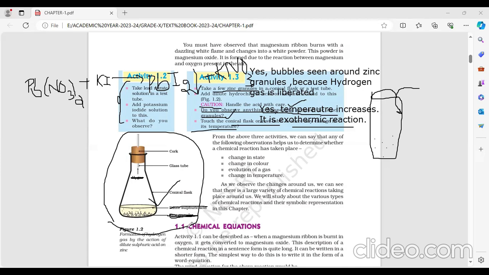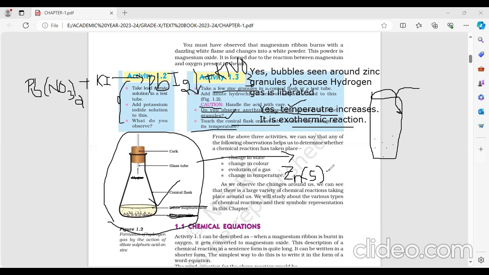Now, we have studied activity 1.3 also. Now what is remaining? He may ask you to write the chemical equation for this reaction. So what are we taking? Tell me. We are taking zinc granules. So I'll write Zn, Z capital, n small, and in which state? It is a metal, so it is a solid state.